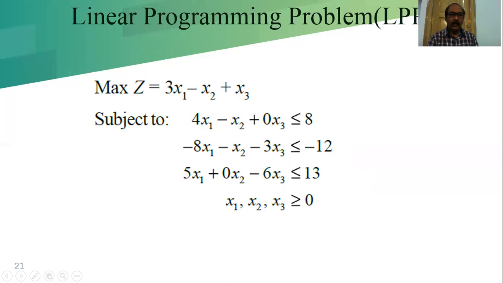And the constraints are 4W1 - 8W2 + 5W3 ≥ 3. -W1 - W2 + 0W3 ≥ -1. 0W1 - 3W2 - 6W3 ≥ 1. W1, W2, W3 ≥ 0.